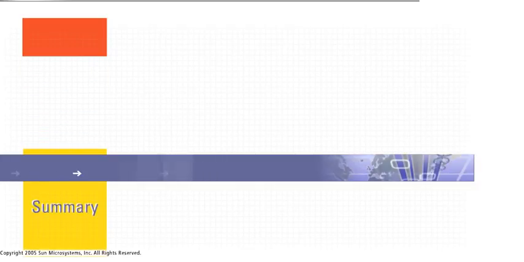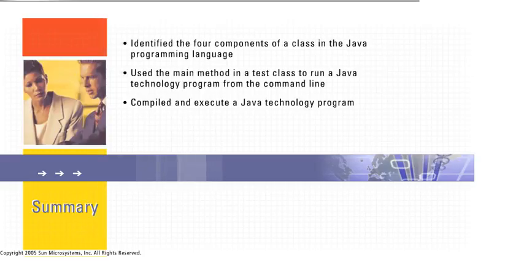Well, we learned quite a bit in this module. We identified the 4 components of a class, which was the class declaration, the attribute variable declarations, the methods, and the comments. We also learned about how to create a test class and what the main method was and how it's the entry point into our program. And then we also learned how to compile a program and how to debug it, finding the compiler errors and how to interpret them. And then we lastly saw how we execute a Java program and what's all involved during the execution of a Java program.